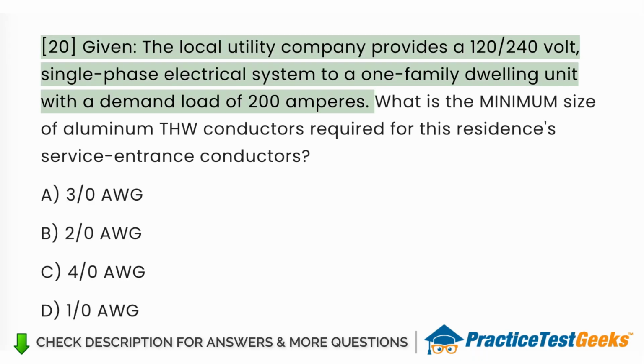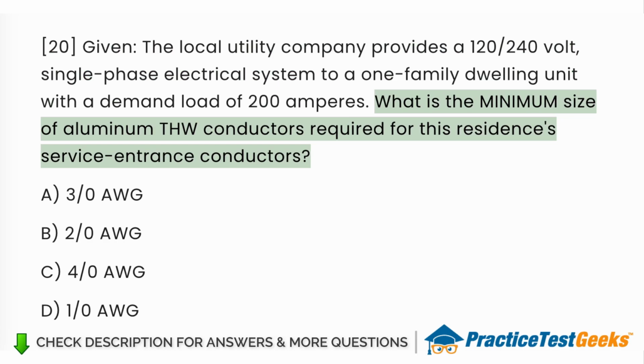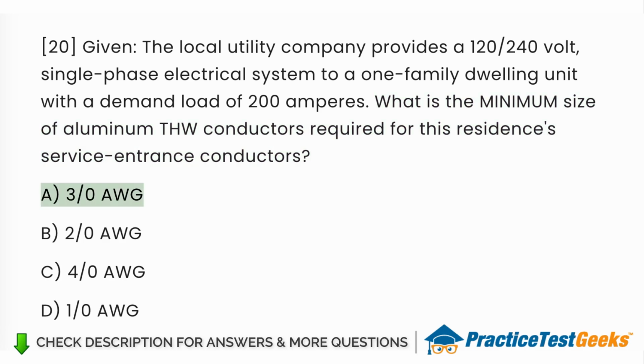Given, the local utility company provides a 120-240 volt, single-phase electrical system to a one-family dwelling unit with a demand load of 200 amperes. What is the minimum size of aluminum THW conductors required for this residence's service entrance conductors? A. 30 AWG. B. 20 AWG. C. 40 AWG. D. 10 AWG.